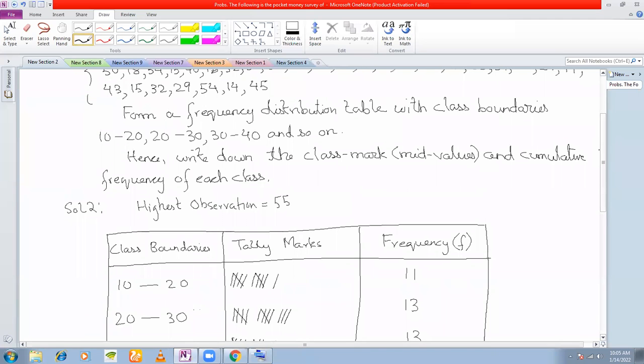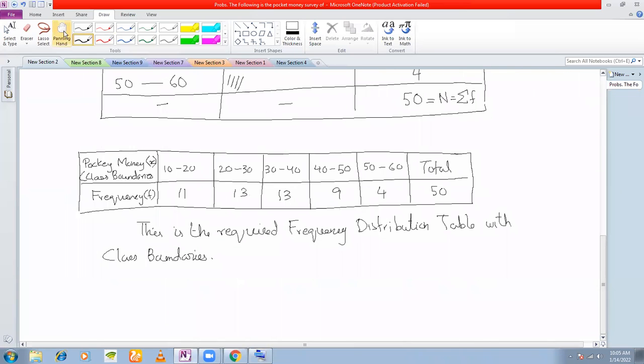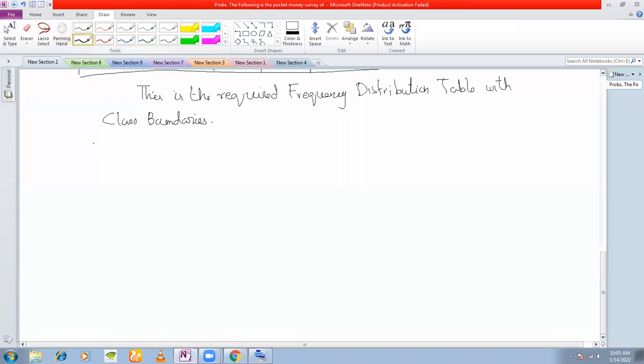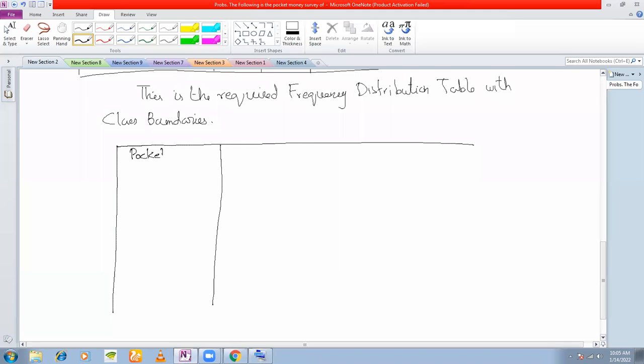Okay, now sir, you have a second part to this question where it states, hence write down the class mark, that is mid values, and the cumulative frequency of each class. So you're going to make a table with four columns. The first column will be for pocket money, class boundaries.